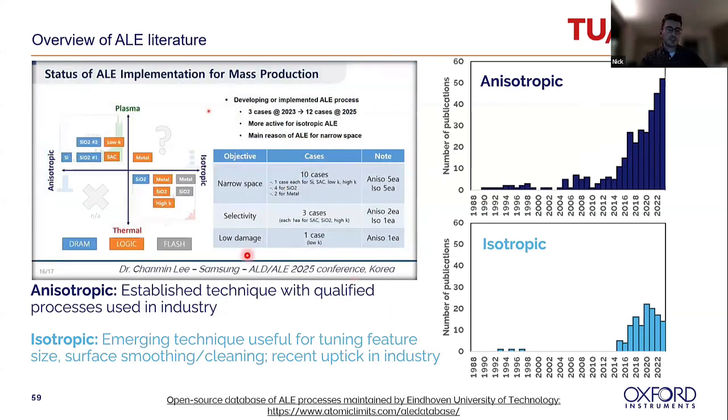And just to hammer the high volume manufacturing point home, at the ALD ALE conference last year, Dr. Shannon Lee from Samsung nicely outlined 12 different cases that they're using ALE for in high volume manufacturing, and the different kinds of materials that they're interested in optimizing these processes for. So this is just to say ALE is a newer technique, not as established as reactive ion etching or ion beam etching, but it is starting to find its feet.